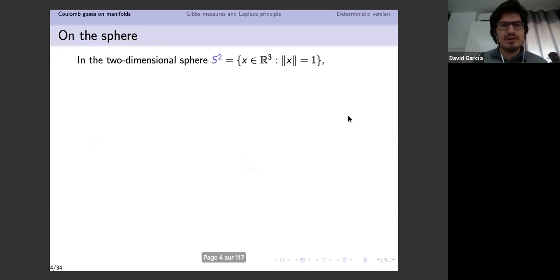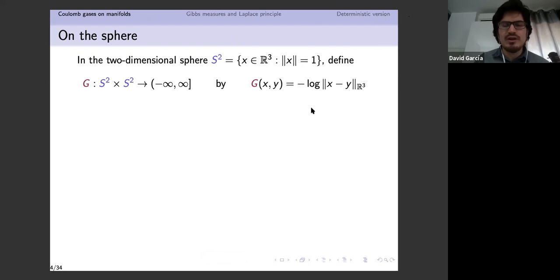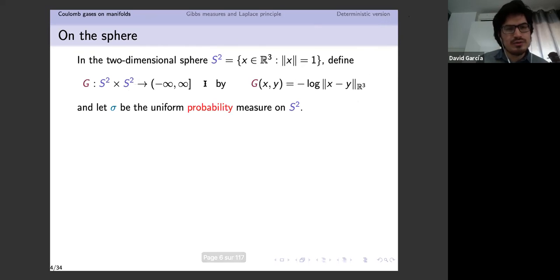So I will begin with a nice model on the sphere. We have the sphere as a subset of R3, and we take a function g that is an interaction potential between points on the sphere, defined by this formula here. It's minus the logarithm of the norm of the difference between 2 points, and the norm is taken in R3. And we also take sigma. We define sigma as the uniform probability measure on the sphere, and we choose some beta greater than 0.